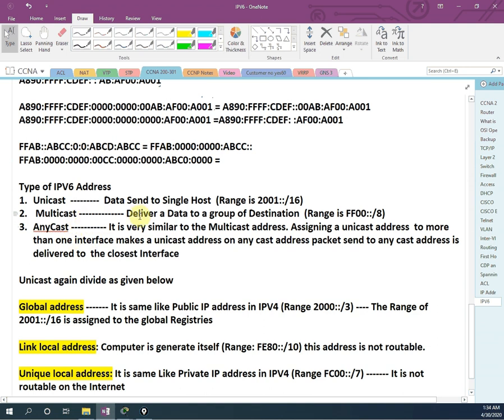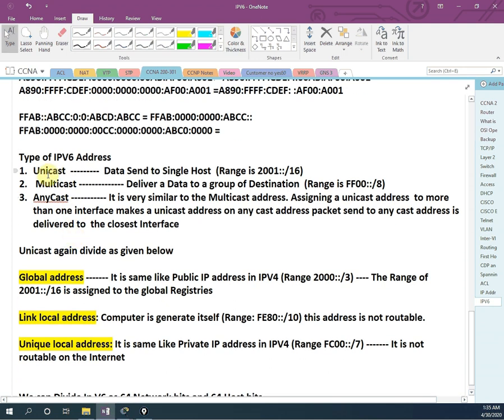Anycast, as I told, is very similar to multicast. Assign a unique address to more than one interface, to make a unicast address. It means we will assign the same IP to multiple servers, and whichever is nearest to us, the packet will go to that one, as we discussed just now, google.com or like this. Okay, so this is anycast. Now you remember anycast doesn't have its own range of IP addresses, it will use the same unicast IP range.